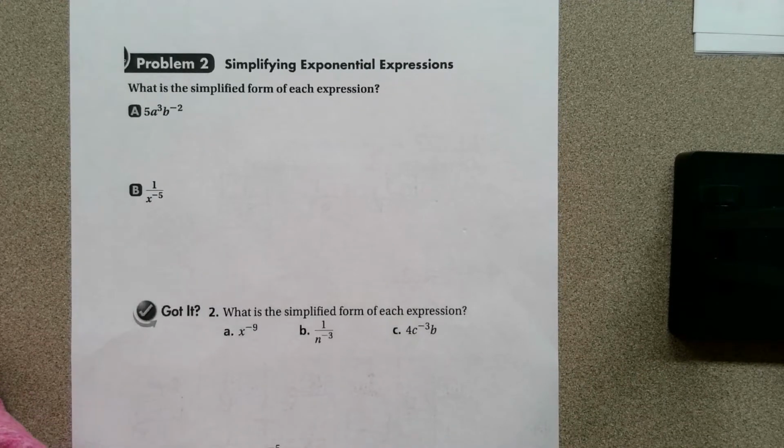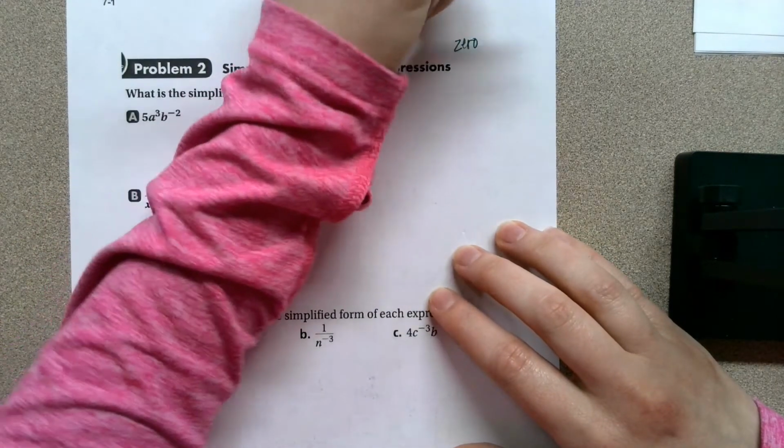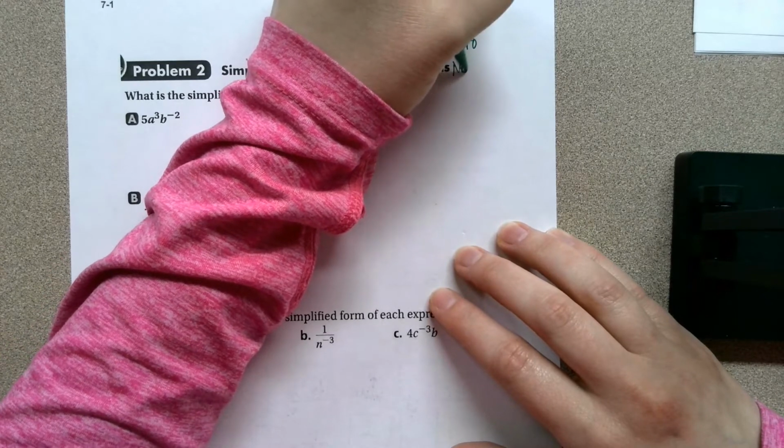Here are a few more examples of how to simplify exponential expressions when we have zero exponents or negative exponents.